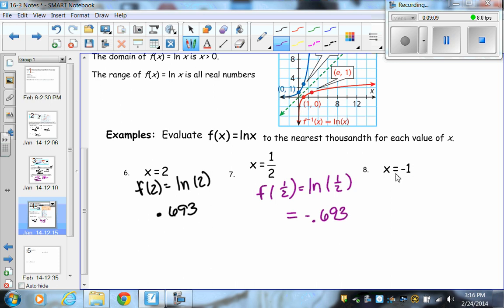And x equals -1. If you try to do this one in your calculator, you're going to get an error message. Why? Because the function f of x equals the ln of x has a domain of x greater than 0, and -1 is not greater than 0, so therefore you cannot plug in -1.